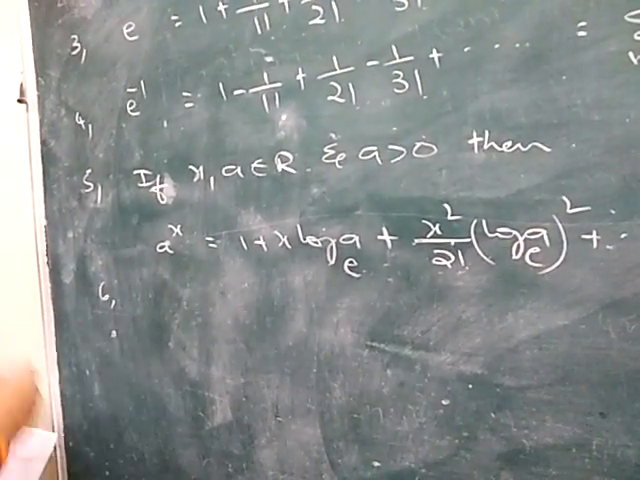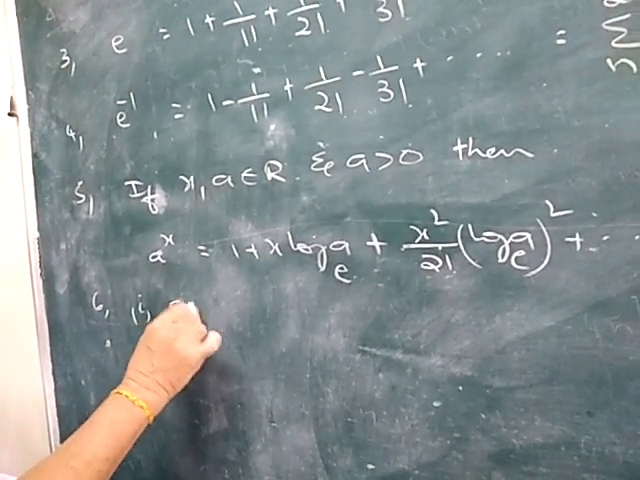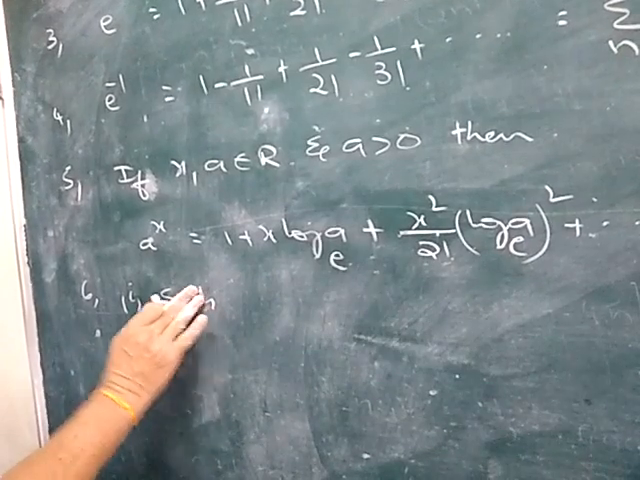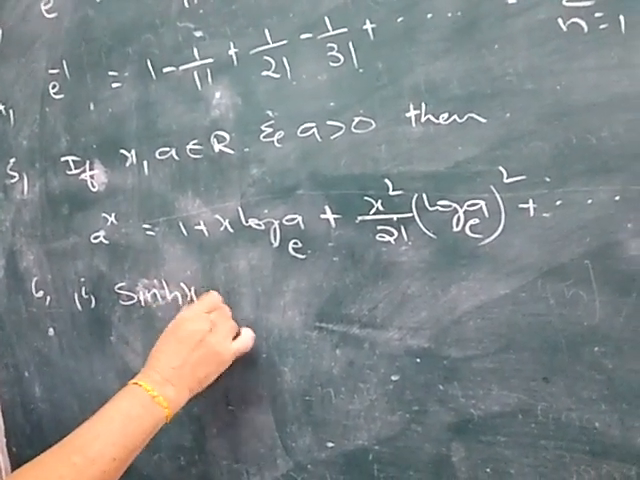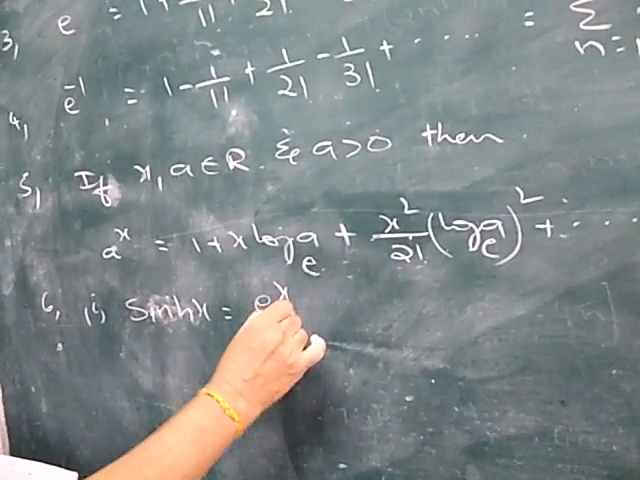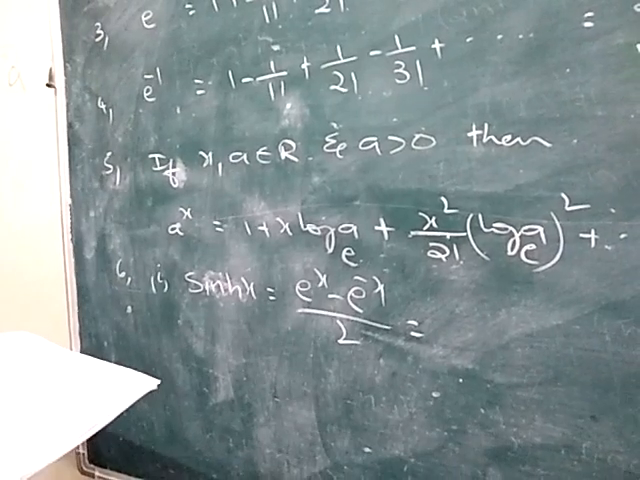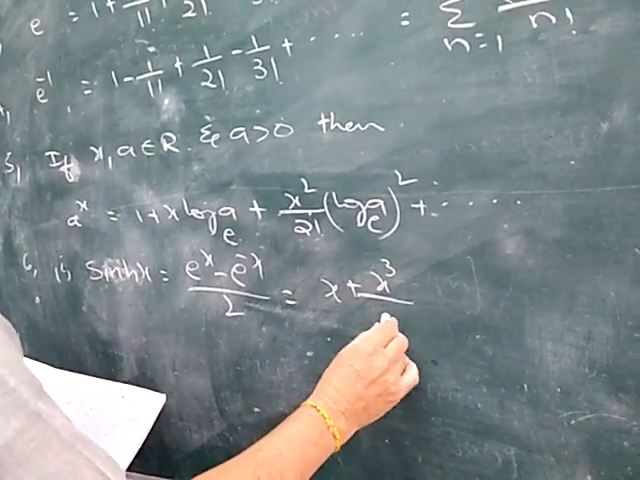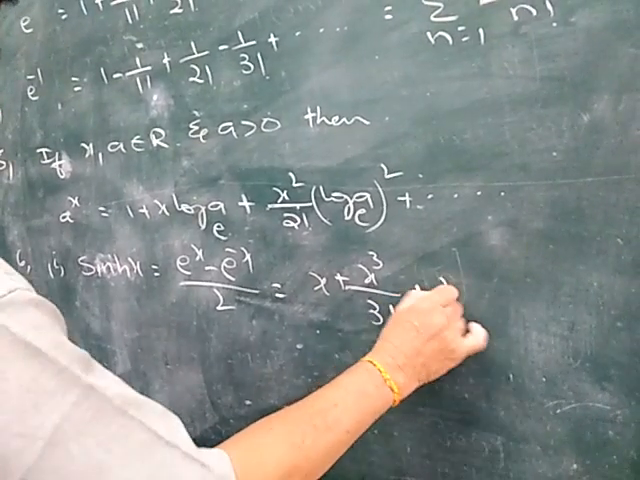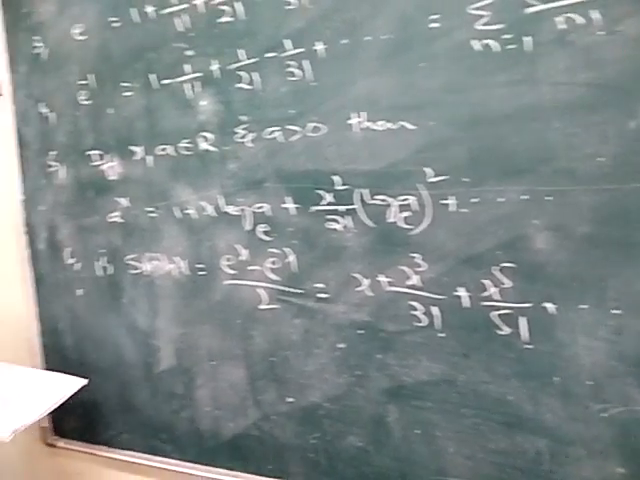Next, sixth one is, first one sin hx, that is equal to e power x minus e power minus x by 2, that is equal to x plus x cube by 3 factorial plus x power 5 by 5 factorial plus so on.